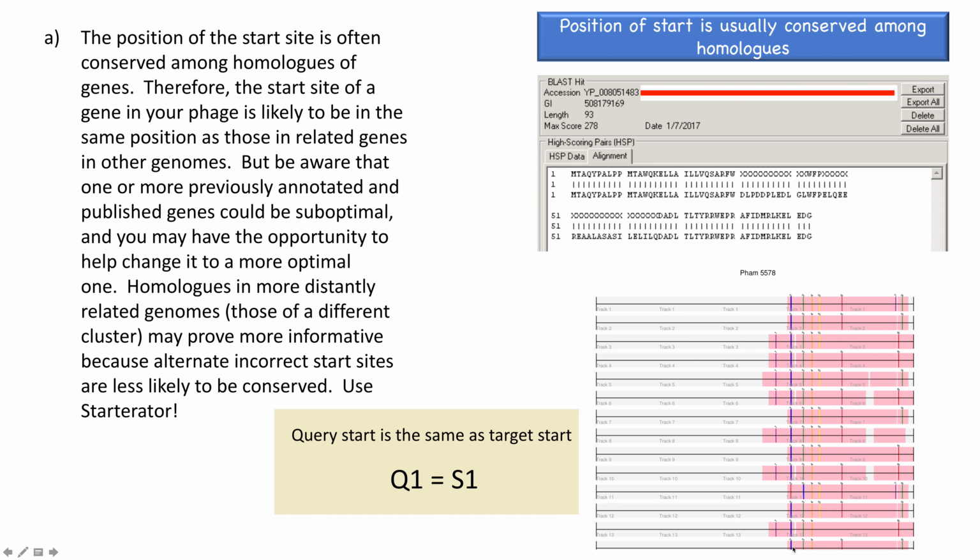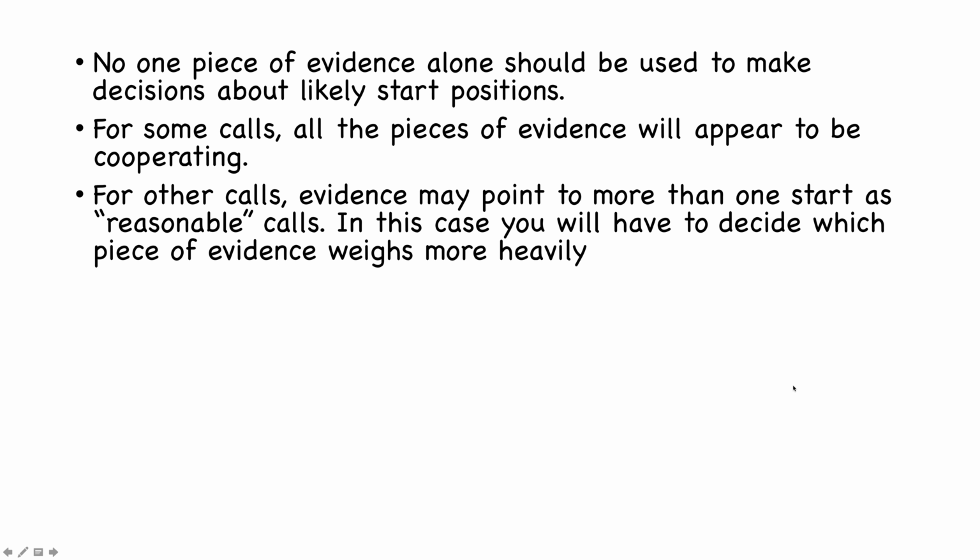And so the rule here is that often the start is conserved. What we can see is the start that has been chosen for a protein, number 2, has also been chosen in all of these other homologs with the exception of track number 11. And so the most annotated start is start number 2. And so that's another factor that we weigh in making our decision. Is the start conserved, and is it also the start that most other people chose when calling the starts of the homologs? So no one piece of evidence alone should be used to make decisions about a likely start position.